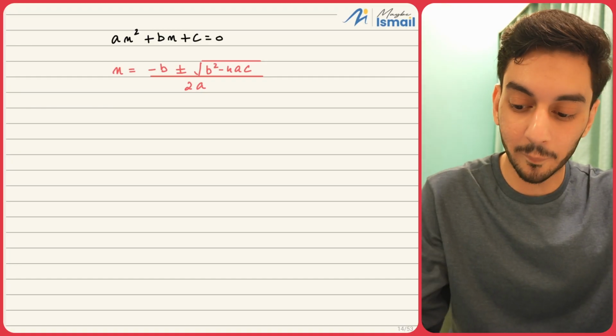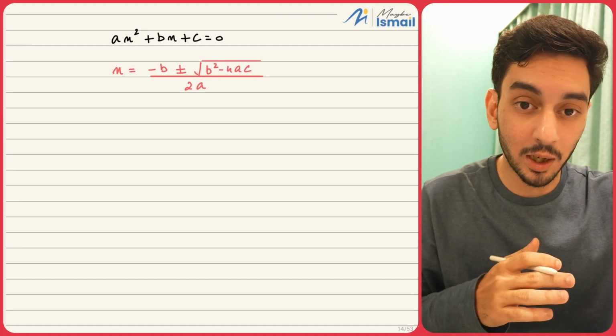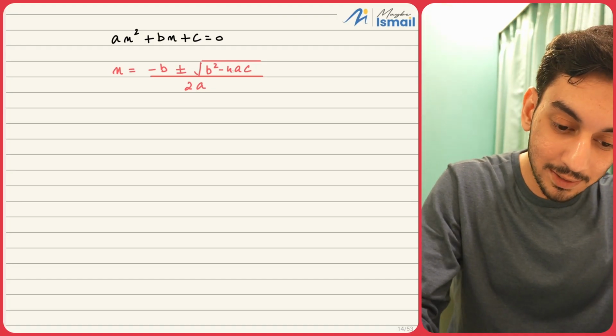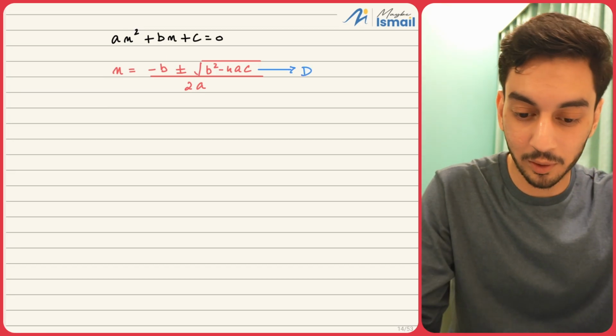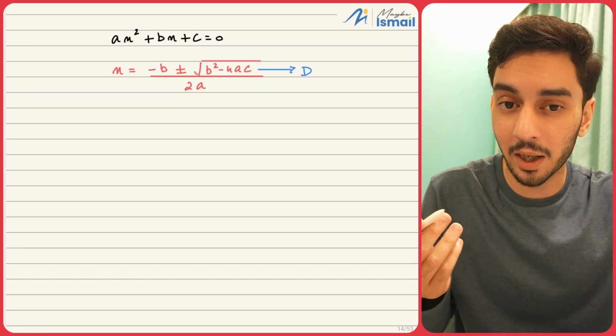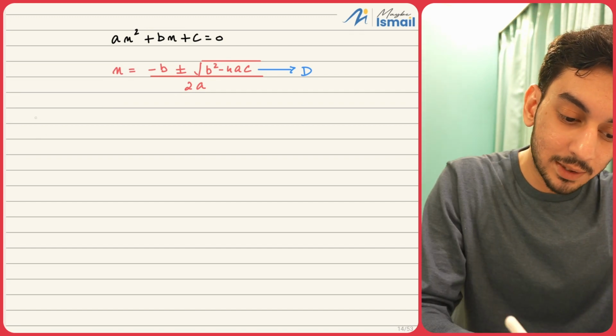Now the thing is, the square root part, the b square minus 4ac, holds a good importance in this chapter. That b square minus 4ac could either be positive, it could be negative, or it could be 0. And this thing, the b square minus 4ac, is known as the discriminant. Okay, and it is represented by capital D.